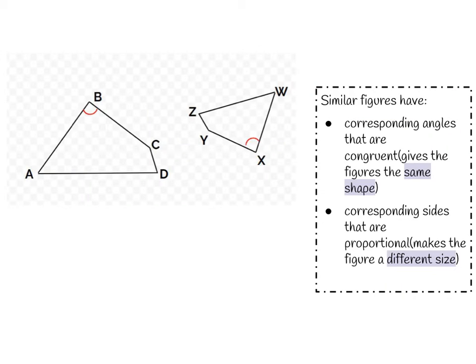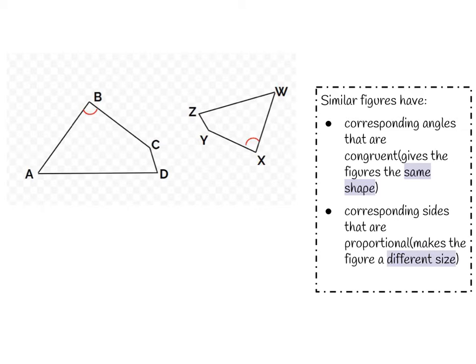Okay, so here we have two similar figures. And remember, similar figures have corresponding angles that are congruent. That's what gives it the same shape. And corresponding sides that are proportional. That's what makes it a different size. Because a lot of times people tell me, similar figures, oh, same shape, different size. This is why it has the same shape and different size.